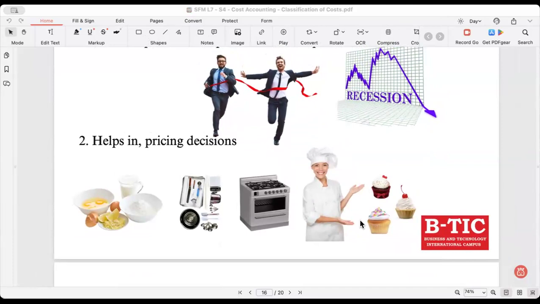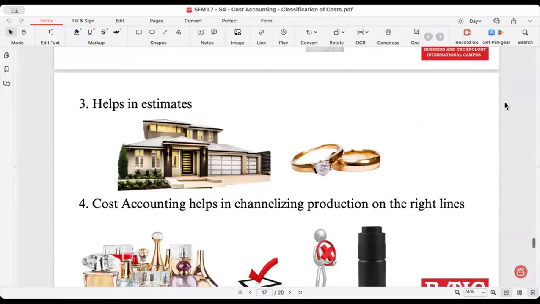Next, helps in estimates. Cost records provide a reliable basis upon which tenders and estimates can be prepared. You can prepare tenders and estimate an amount based on the costing records. So the chances of losing a contract or a bid is less. So this is another advantage or another importance.